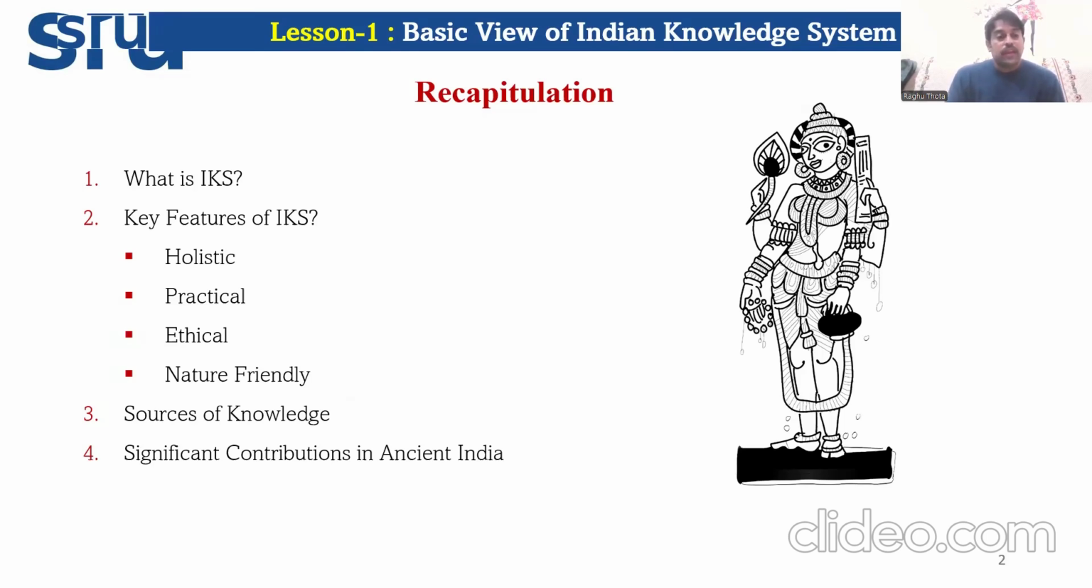And another significant quality pertaining to IKS is nature friendly. Our ancestors gave utmost priority to nature. They protected nature. They developed small groves, such as small forests, which were treated as god and goddess in the ancient times. In such a way, they gave utmost priority to nature. They loved to live with nature. They loved to protect nature.